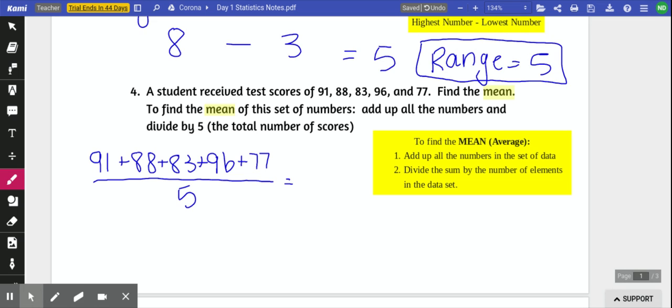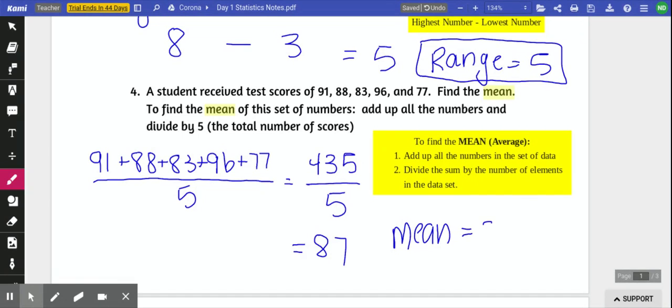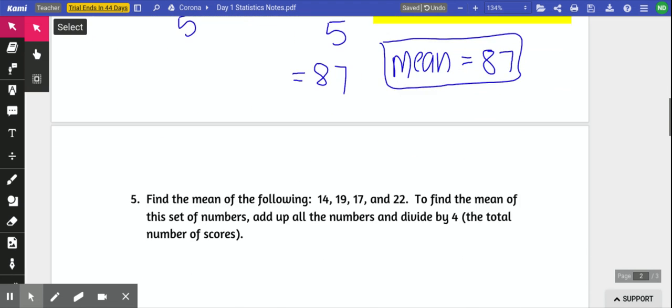Okay, so I'm going to add up all these test scores, and we should get 435. Now my second step is to divide that sum by 5. So now I have to do 435 divided by 5, which gives us 87. So the mean test score, or the average test score, was an 87. Okay, so that's just a quick way to find the mean, median, mode, and range.